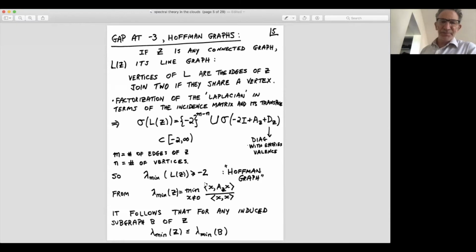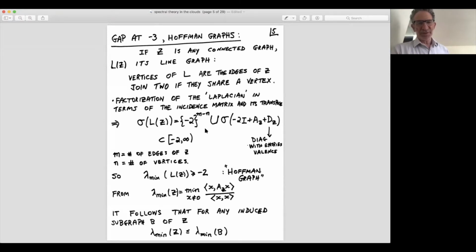Union the spectrum of minus twice the identity plus the adjacency of Z. This is even if Z is not regular. This is a general statement. Plus the diagonal matrix, which has multiplicity on the diagonal, the number of the degree of each vertex. So this matrix here has spectrum starting at -2, because A plus D is always non-negative.